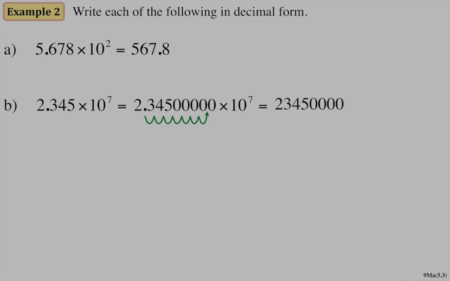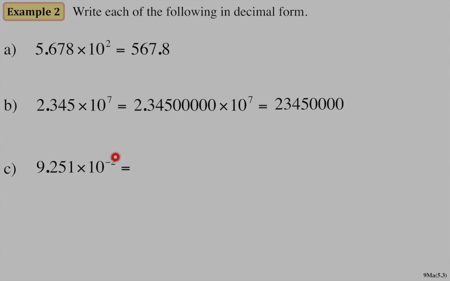And so if you actually look at it, originally the decimal point was between the 2 and the 3, and there are 1, 2, 3, 4, 5, 6, 7 numbers after where the decimal point was because it's 10 to the power of 7. So if you don't have enough digits on the end, you just put zeros there.